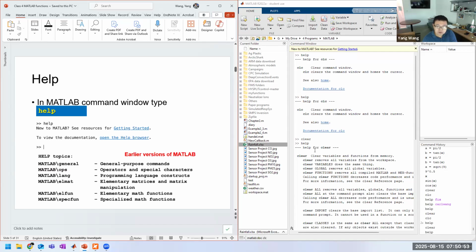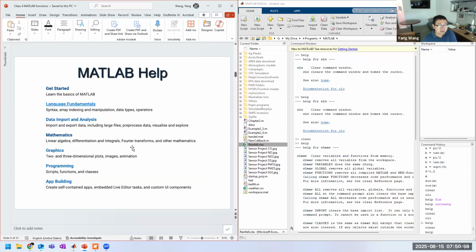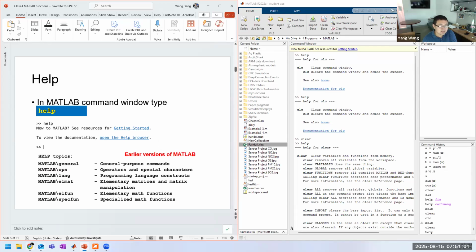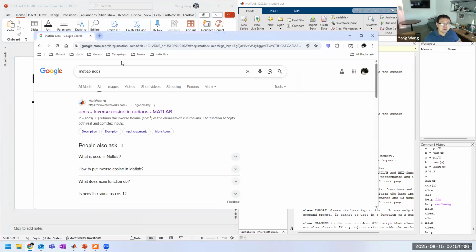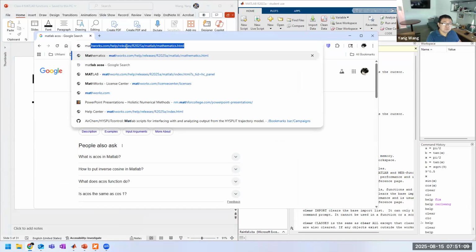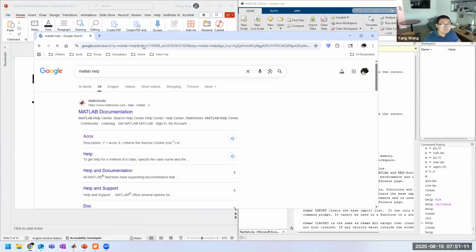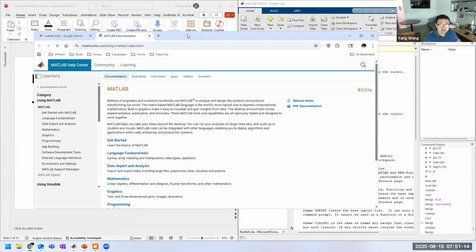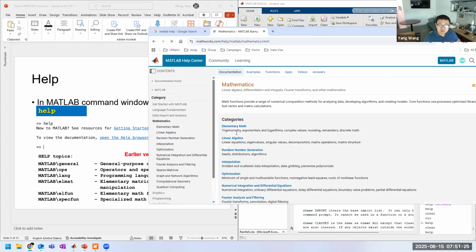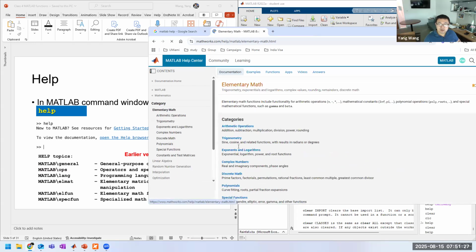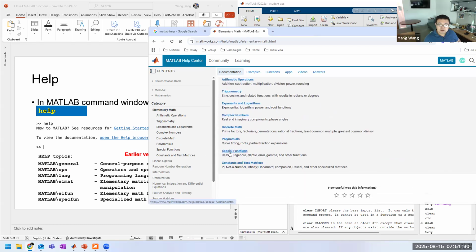But if you're using the Mac version of MATLAB and you type in help, then it's going to give you the hyperlink. So basically, it's going to guide you to the MATLAB website to help you with the different types of functions. So, for example, MATLAB help, right? It's going to lead you to the MATLAB documentation, and then here you can find different topics. For example, the elementary mathematics, you can find it from, I think it's mathematics here, right? And then there's elementary math. And under elementary math, there are different types of functions.